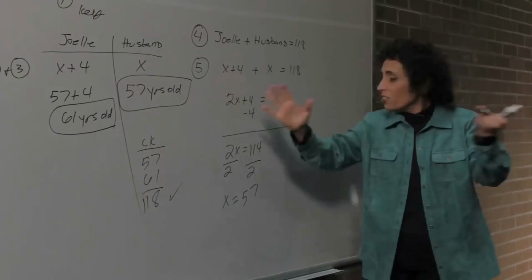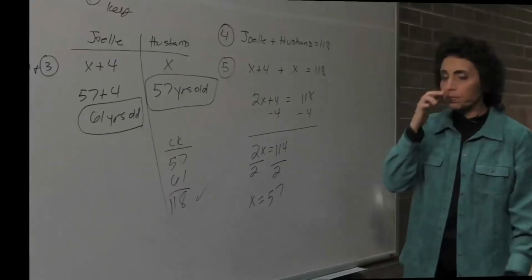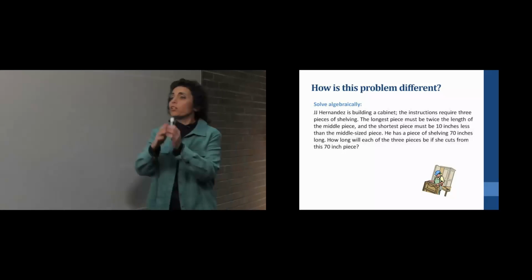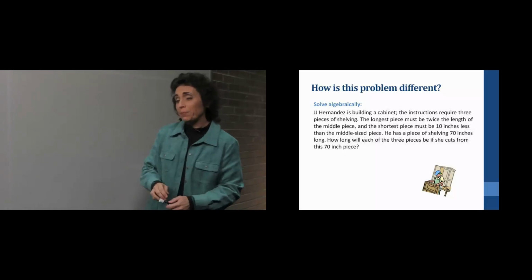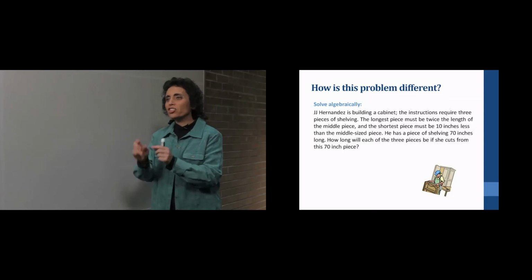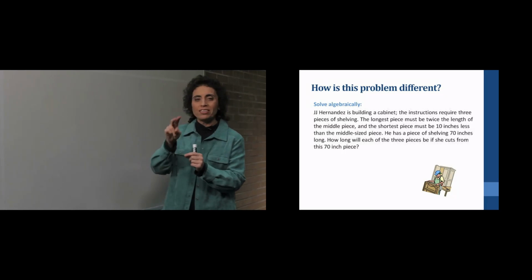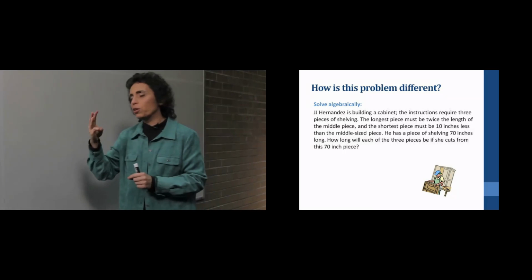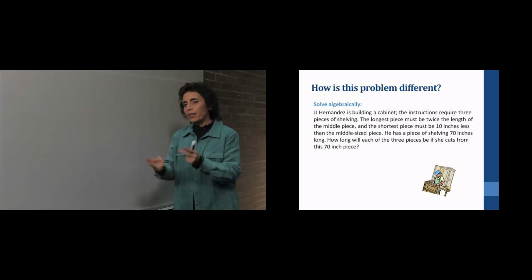All right, these are way too easy. Let's get to something a little harder. This next problem is about J.J. Hernandez, and he's building a cabinet. I would like you to read this, take a look at your workbook, and write down how you think this problem is different from the 3 other ones we just did. And then click back to the video when you're ready.